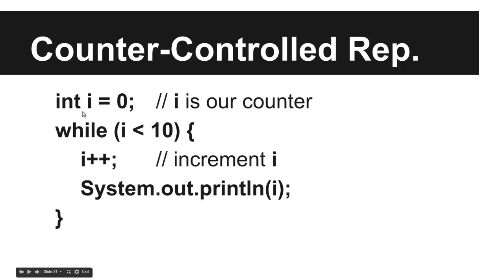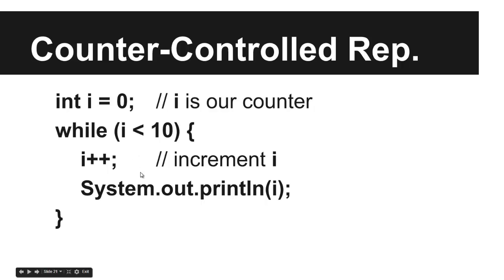Okay, so you have int i is equal to 0, that'll be our counter, and then while i is less than 10, we'll increment i, we'll increase it by 1 using the unary operator, and then we'll print it. That's System.out.println(i). Okay, so as we go through this, i starts at 0, i is less than 10, that's true. i becomes 1, we print 1, go back to the start, 1 is less than 10, so that's true.